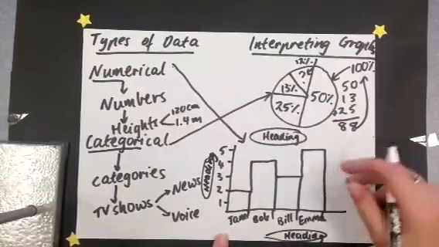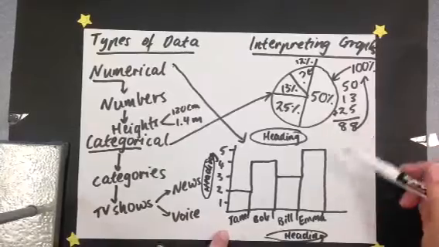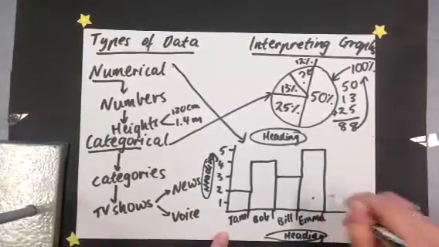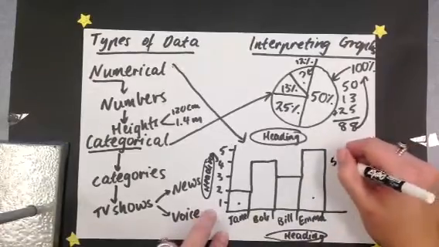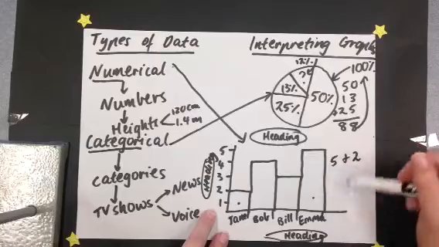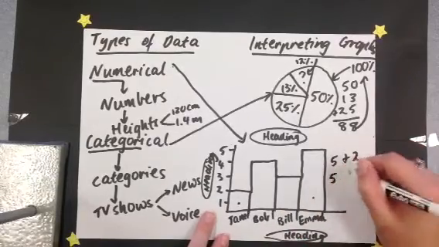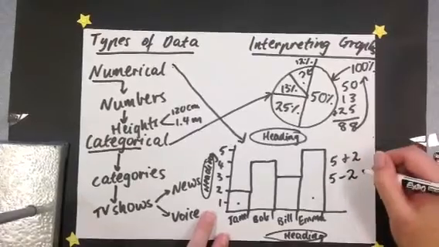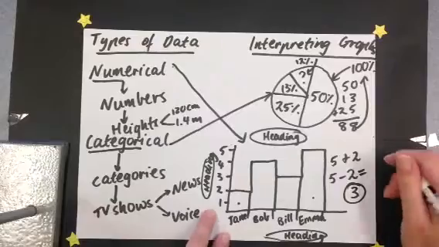If I had a question interpreting this graph and say it asked what is the difference between Emma and Jane, I don't just say 5 and 2. When we're looking at the difference between something, so Emma's score being 5 and Jane's score being 2, it's the number that results from subtracting them. So 5 take away 2, the difference between the two of them is 3.